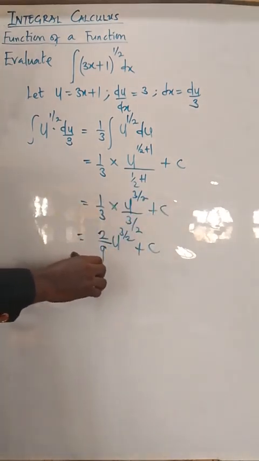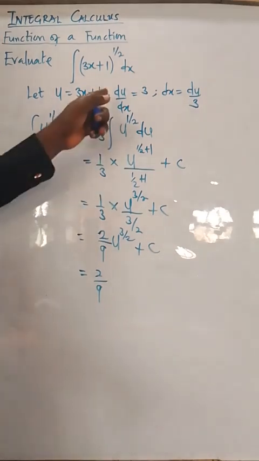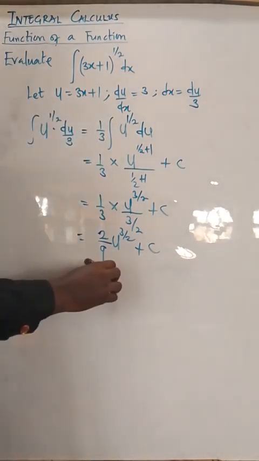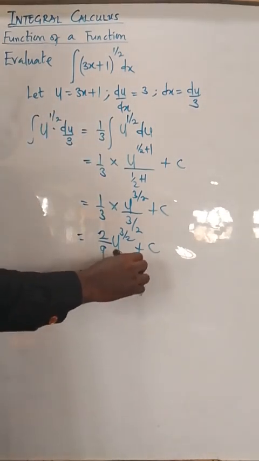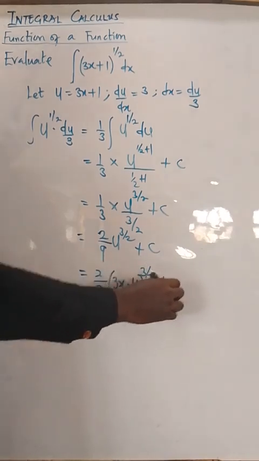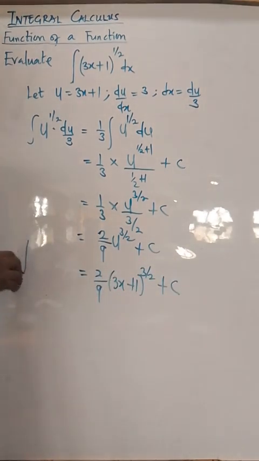And the answer becomes 2 over 9. What is now u? 3x plus 1. 3x plus 1, all raised to power 3 over 2 plus c. And that's the answer for the integral of 3x plus 1, all raised to power half with respect to x.